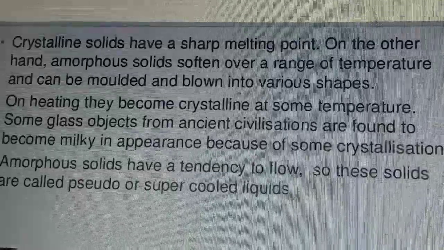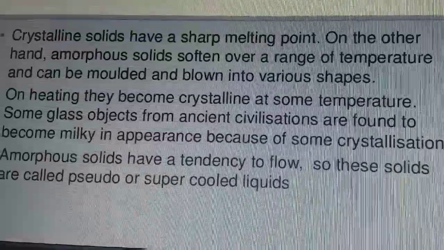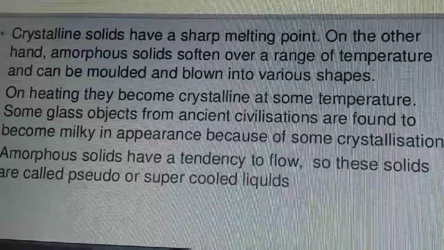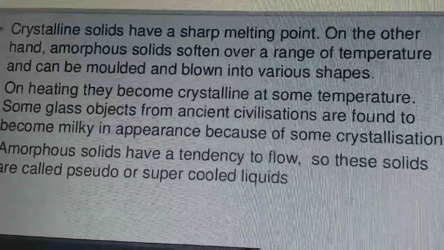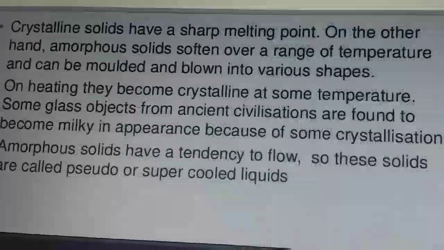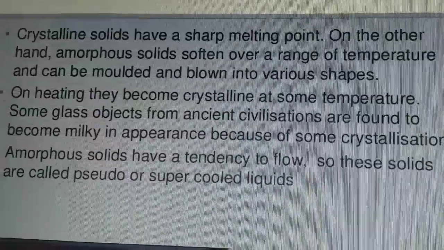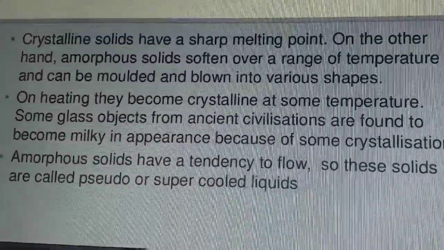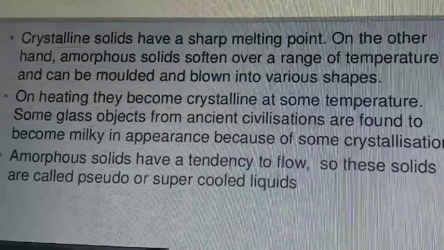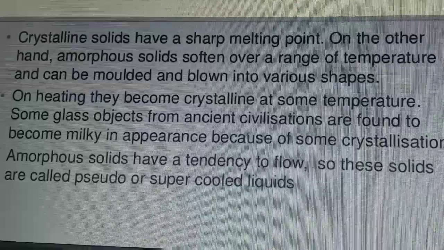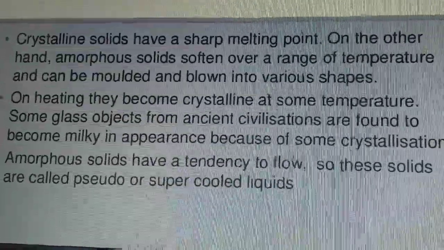This is a very, very important question in the board exam. Why do ancient glass objects become milky after some years? They look milky. Why? You might have seen them in many places. What is the reason for that? Because of crystallization, because of temperature changes. During summer, the temperature is very high. So what will happen? The amorphous part becomes crystalline. That's why they look milky. So a very, very important question.